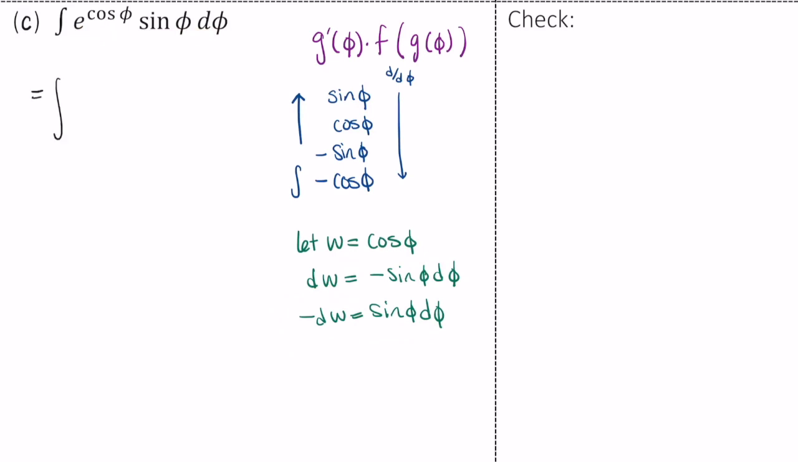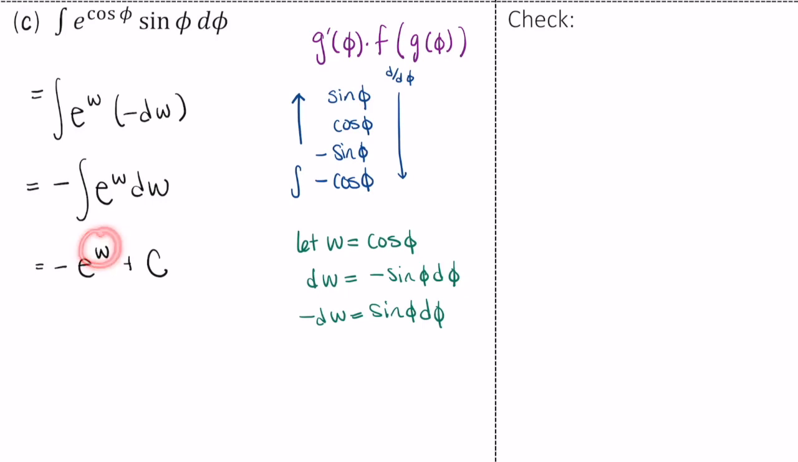Rewriting this becomes the integral of e to the w times negative dw, which is just negative times the integral of e to the w dw. E, it's its own antiderivative, so this becomes negative e to the w plus some constant. And now I have to back substitute, of course, because I'm still in terms of w, and I don't want to be. I want to be in terms of phi because I started in terms of phi. So I end up with negative e to the cosine of phi plus c.